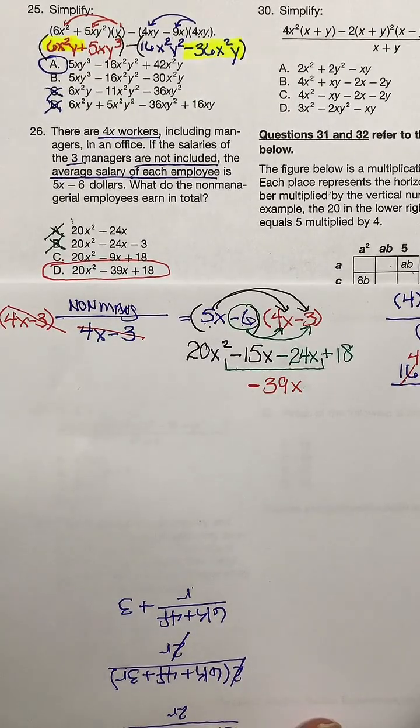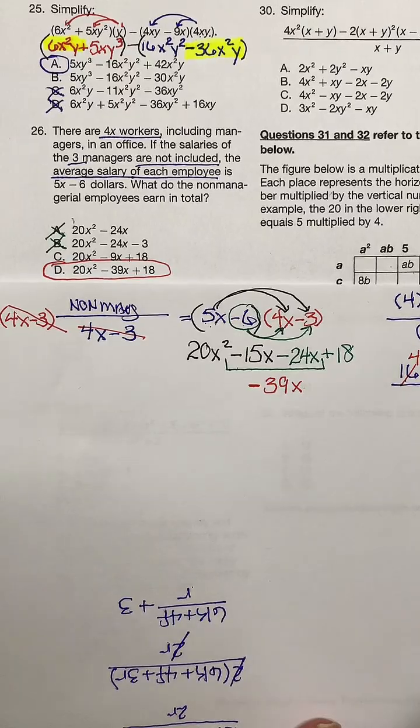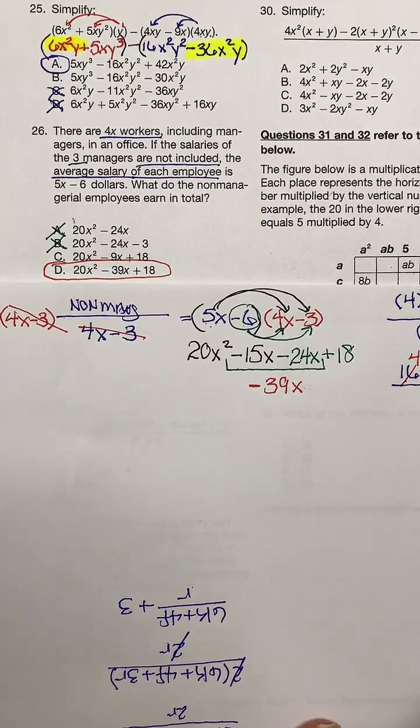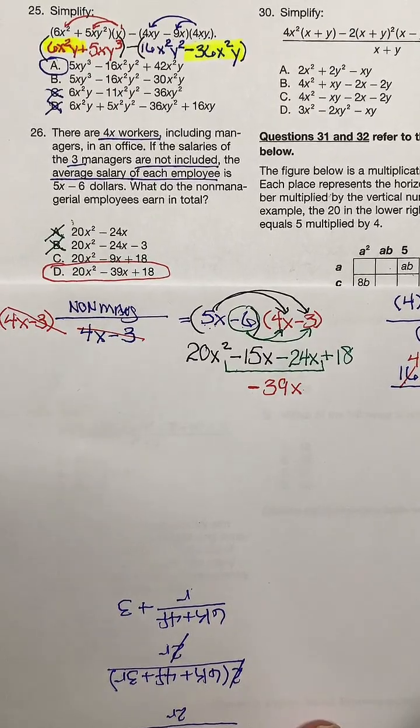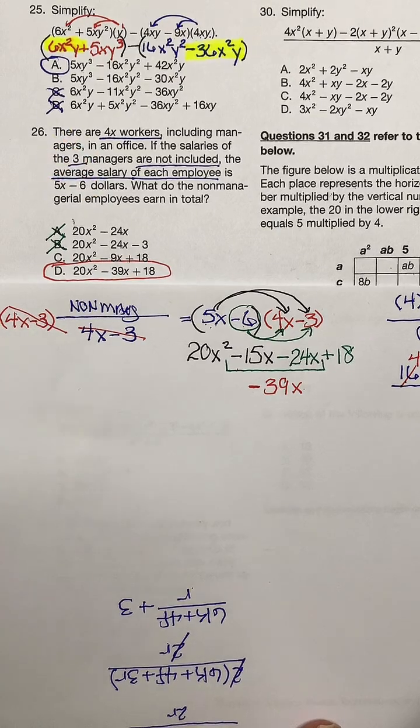All right. What happens if you put everything in the parentheses and leave out the 4x? Then your answer is going to be wrong.